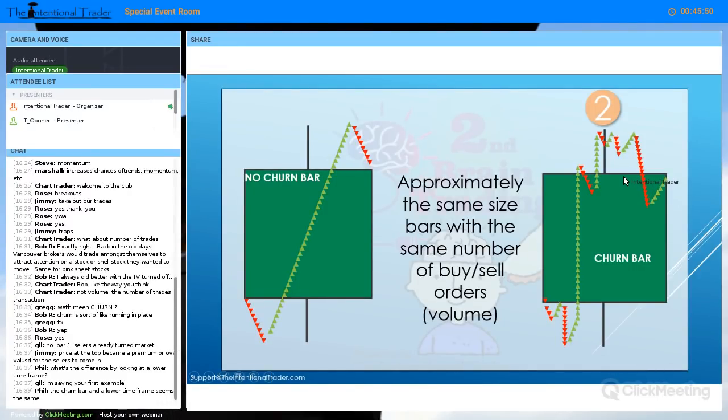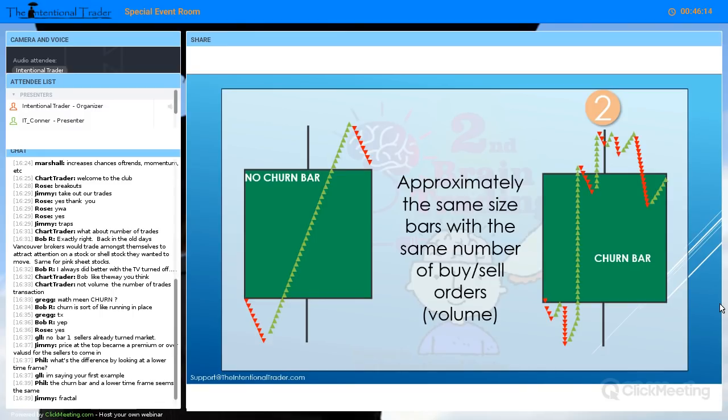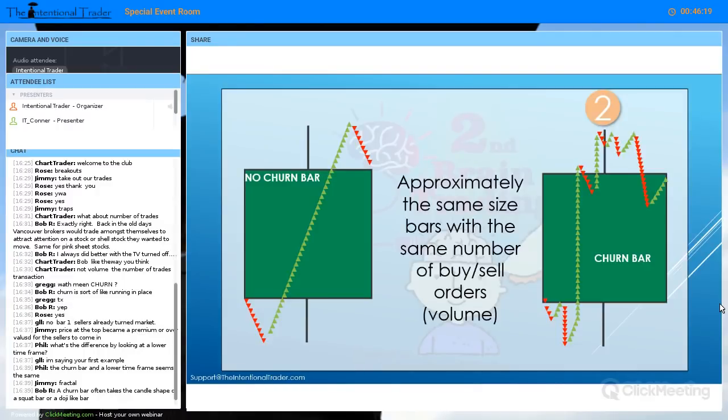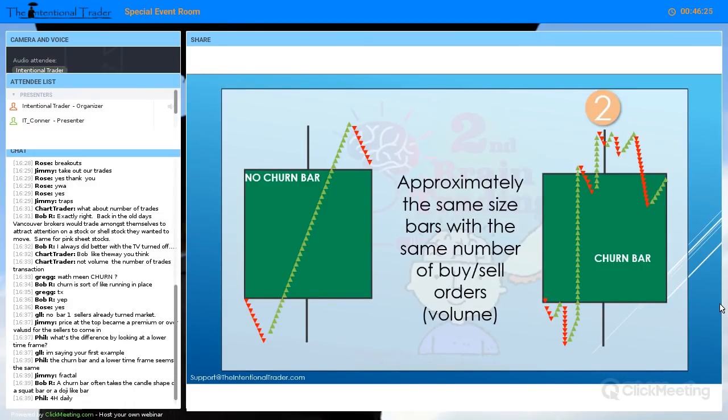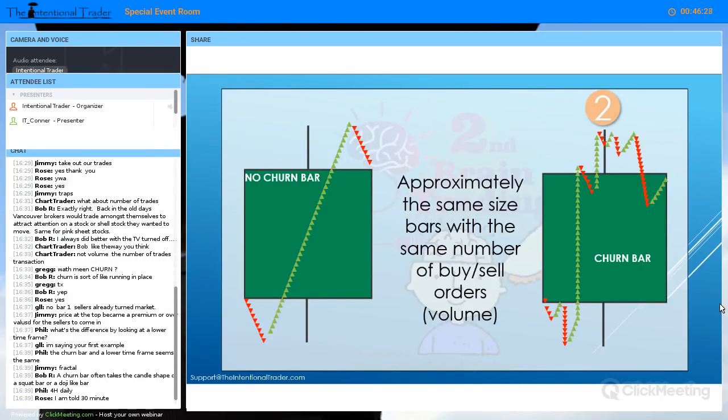The churn bar on a lower time frame seems the same. I'm not sure I understand, Phil. On a lower time frame, what's the difference, looking at just faster markets? Okay, so here's the thing about trading on a lower time frame. What do you think the big boys trade in? What time frame do you think the market makers trade in? Why do you think they own supercomputers and place them inside the exchanges?